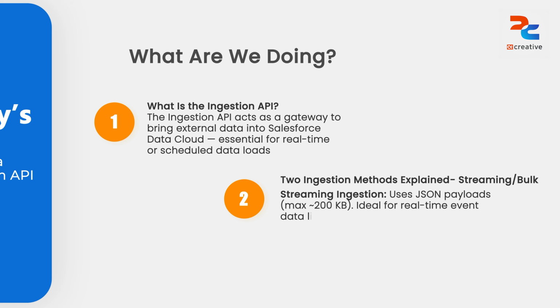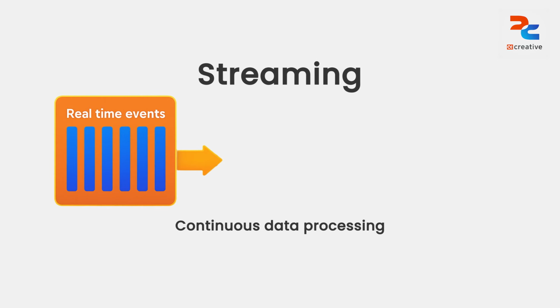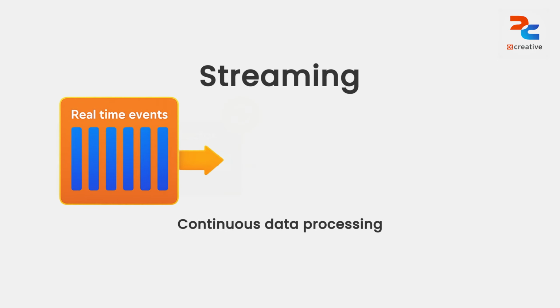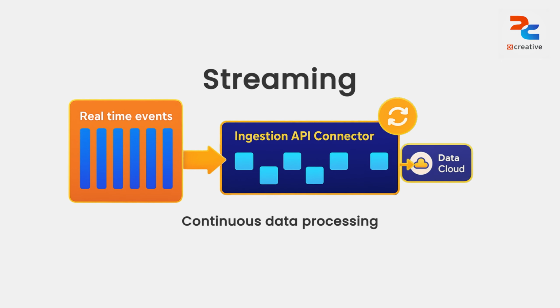In case you have streaming, we are using a JSON file which can have a payload of up to 200 KB of data. For example, you are getting real-time data, capturing an event, a streaming event, or a system-built event. Then we have an Ingestion API connector which pushes the live data into Data Cloud.